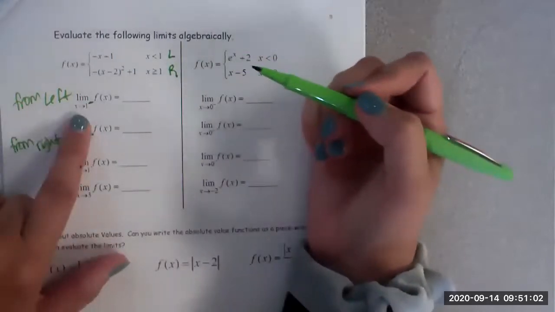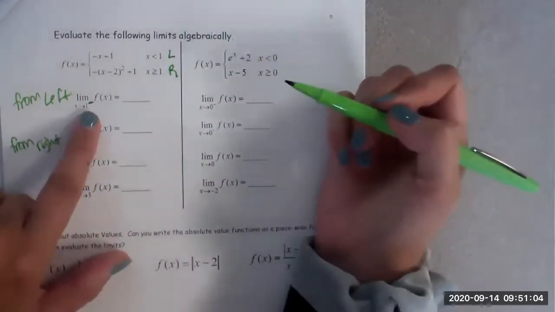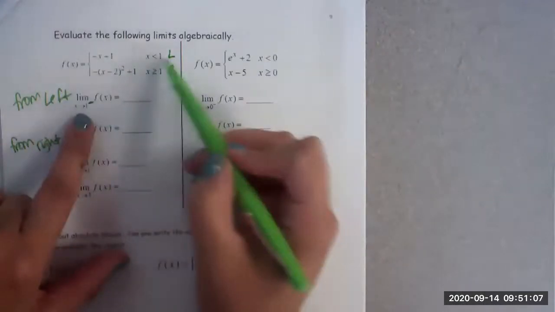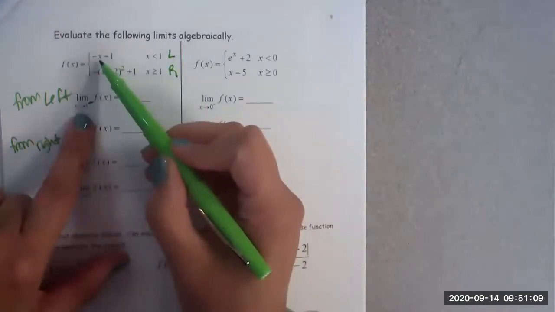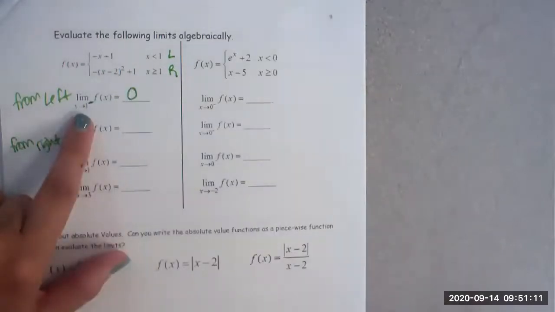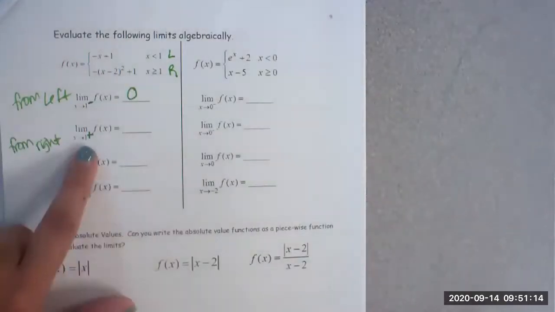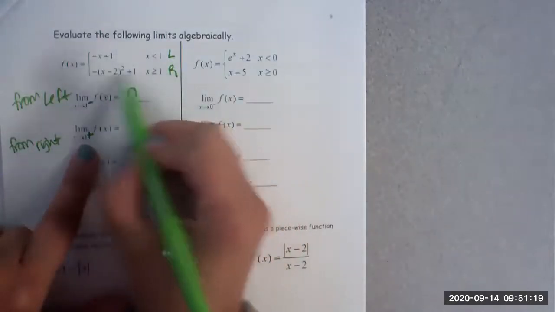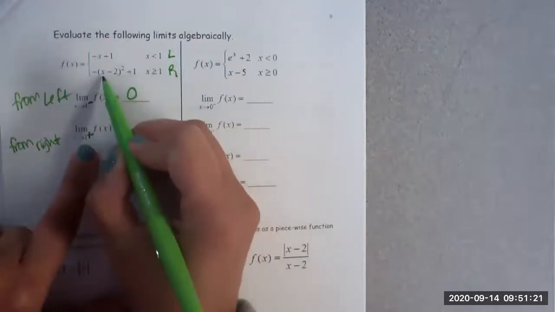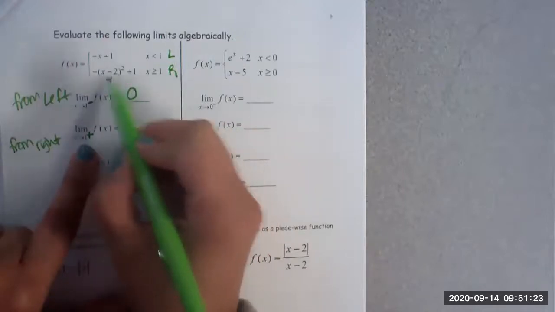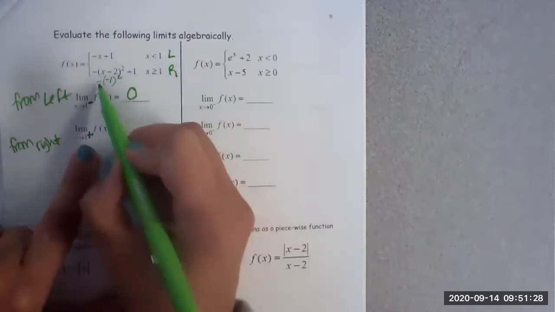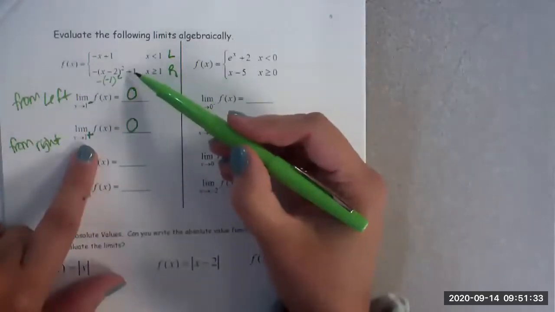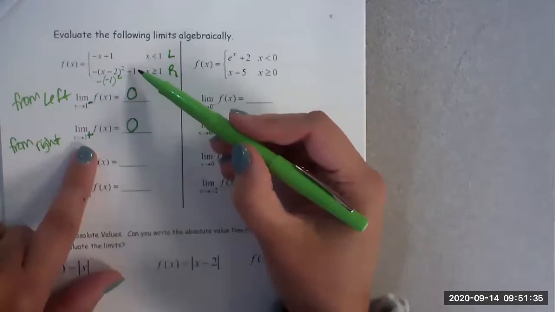So if I want to know the limit as x approaches 1 from the left, I want to plug 1 in to the left side of 1. So I plug 1 in right here, I get 0. For 1 from the right, I need to plug 1 into this equation because this is the equation for everything on the right side of 1. So if I plug in 1 right there, I get negative 1 squared, which is positive 1. Negative 1 plus 1 is 0. Did everybody follow the math on that one? Any questions, just stop me.